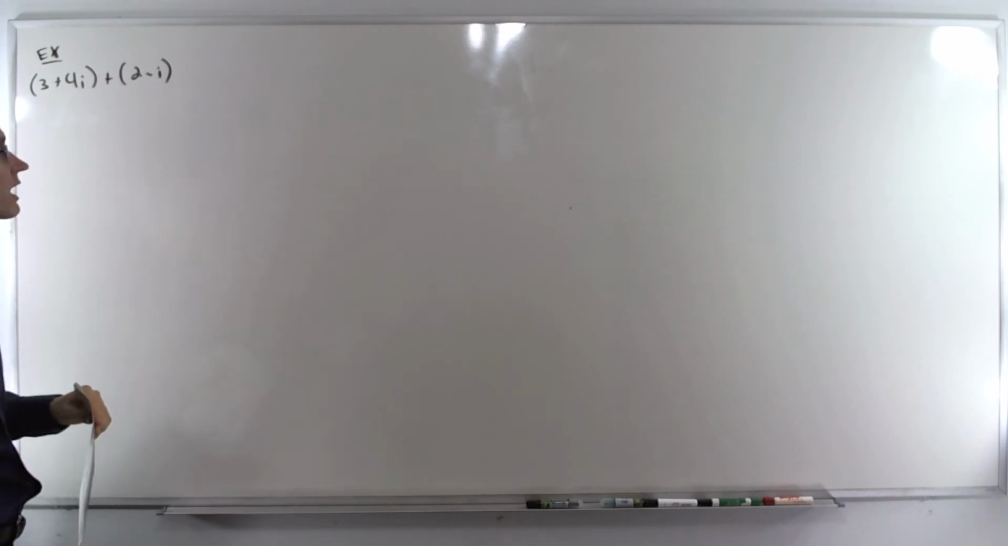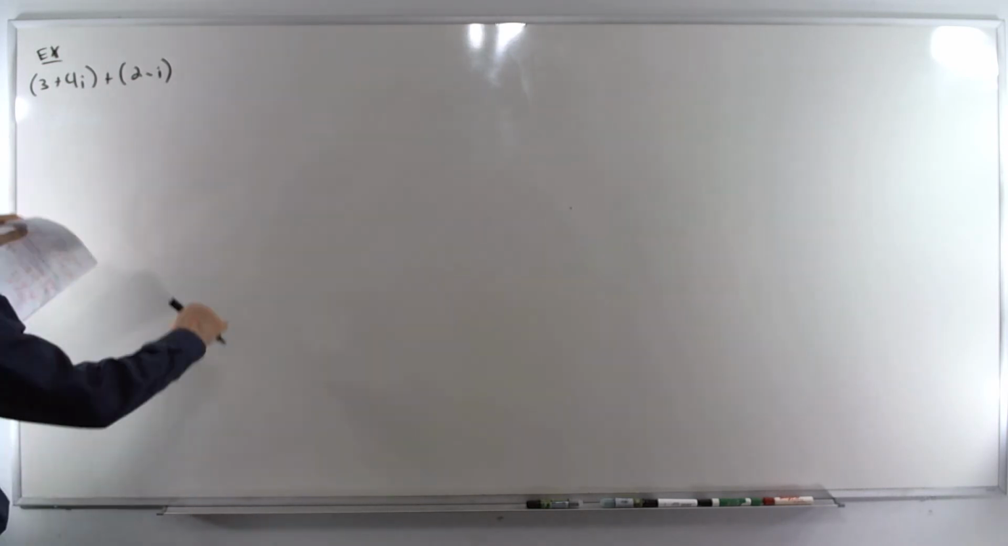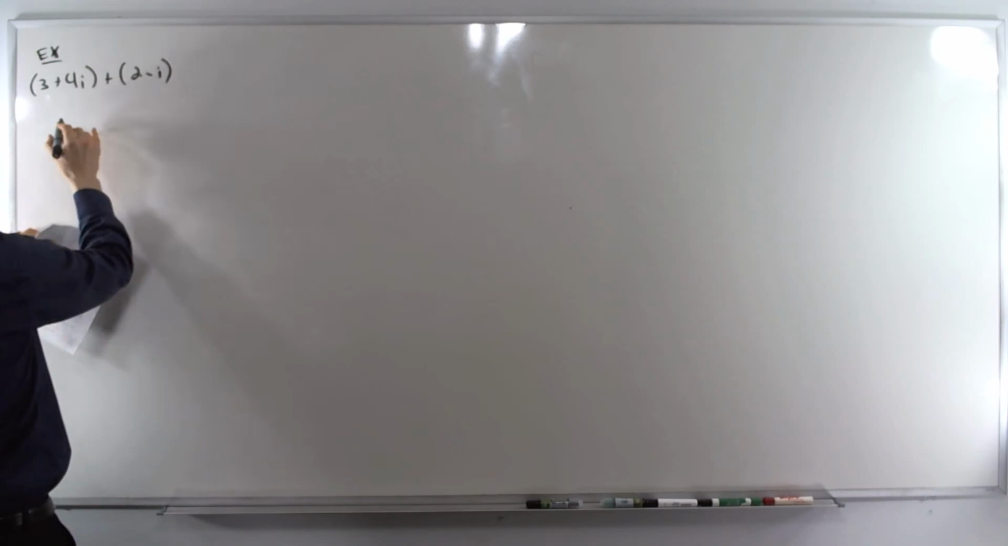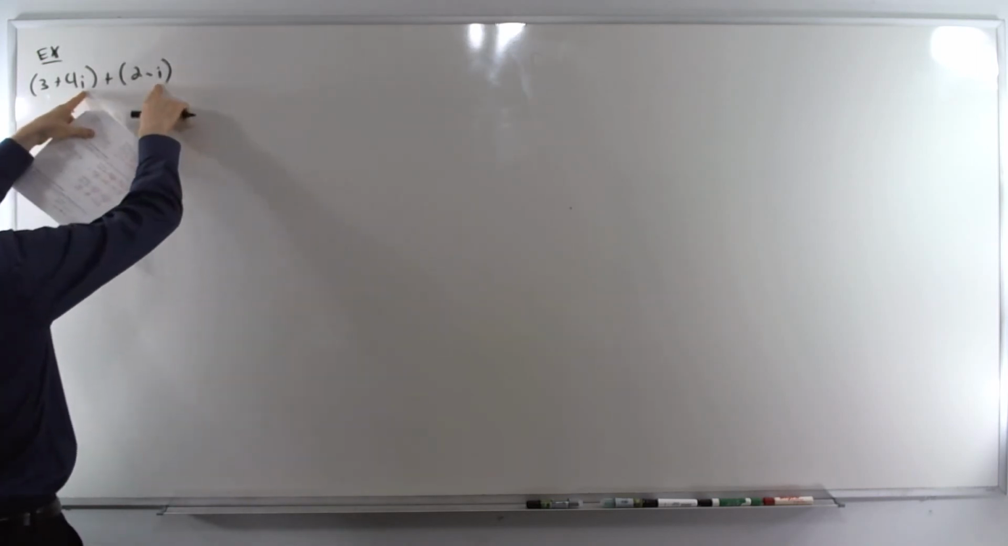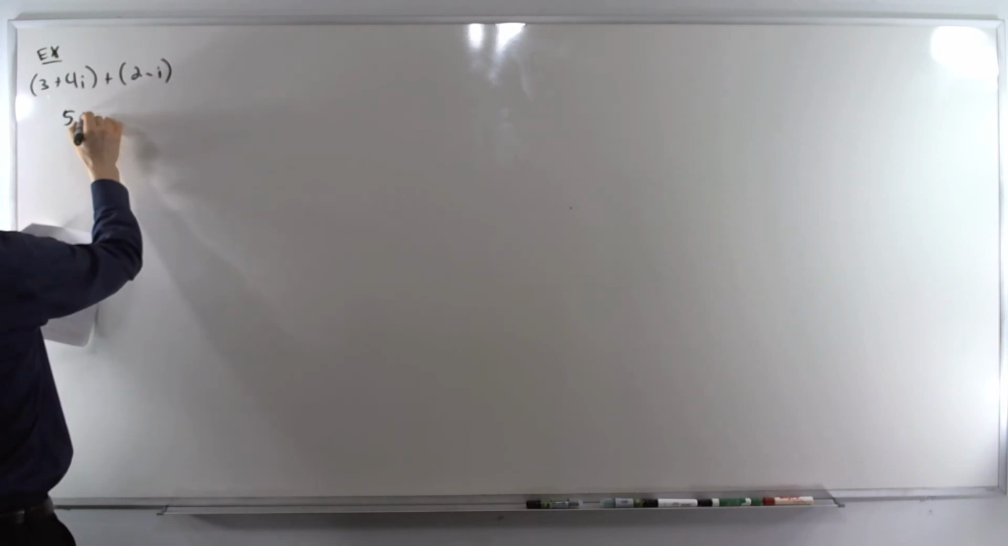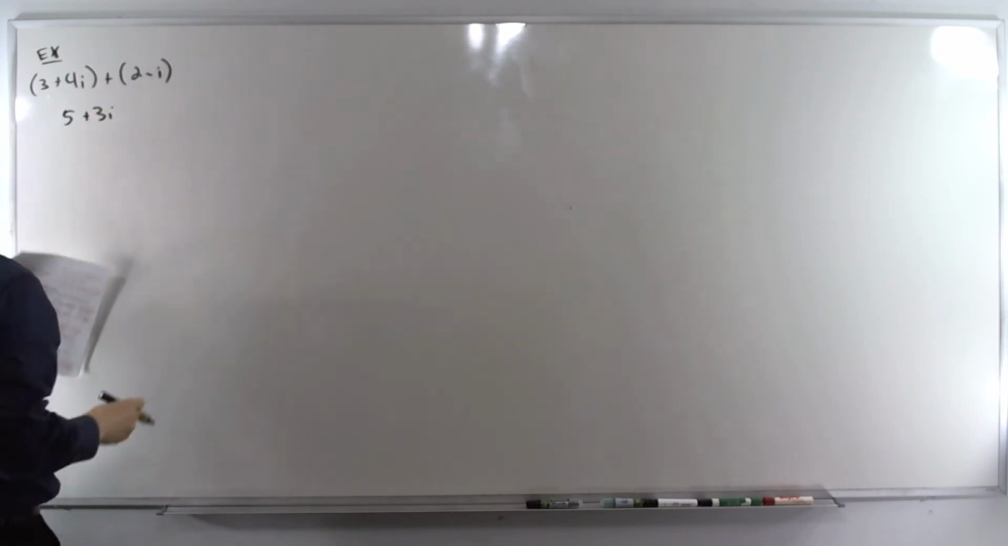Alright, so we're going to add a couple of complex numbers together. We'll add the real parts together. 2 plus 3 is 5. And then we'll add the imaginary parts together. 4 plus -1 is 3. So we get 5 plus 3i.